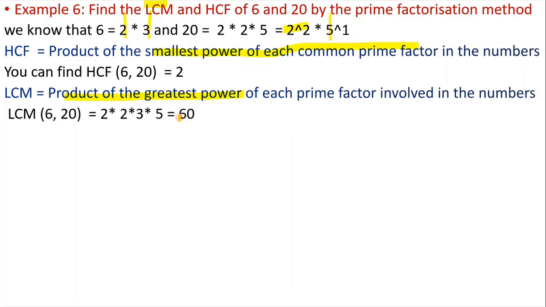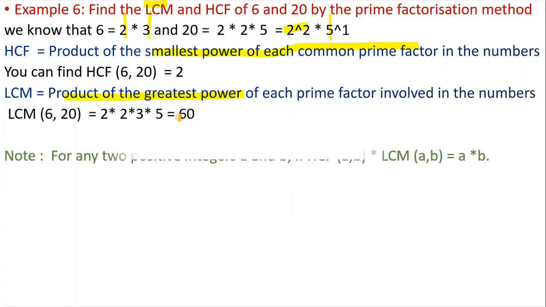Let us see another example. Note that for any two positive integers a and b, the product of the two numbers, a into b, is equal to the product of their HCF and LCM. This is possible only in the case of two numbers.